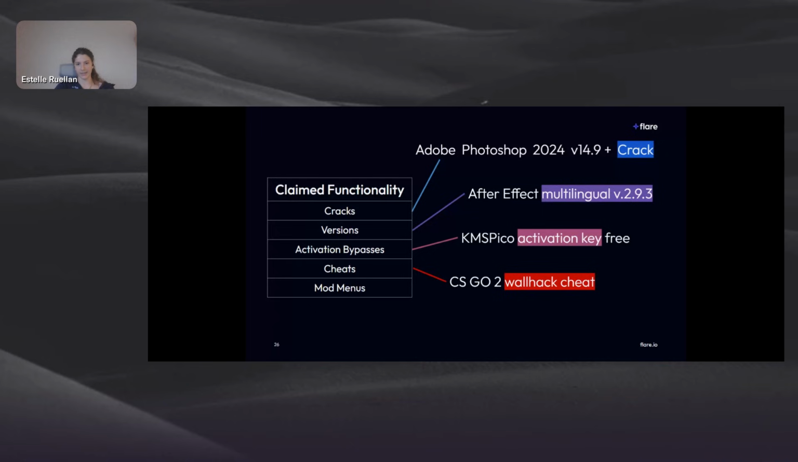In fourth, we had a gaming specific claim functionality, which are cheats, basically illegal performance enhancer. So here for Counter-Strike Global Offensive 2 is a WALAC cheats. And then lastly, again, very gaming specific is a mod menu. It's basically a gaming experience enhancer, so better visuals or a better experience.